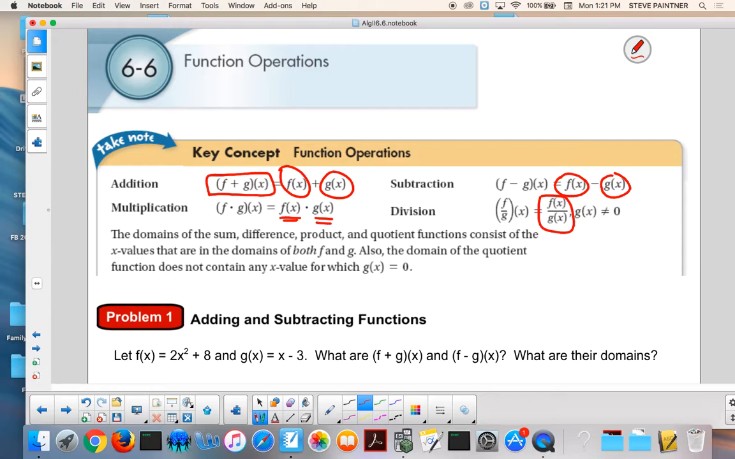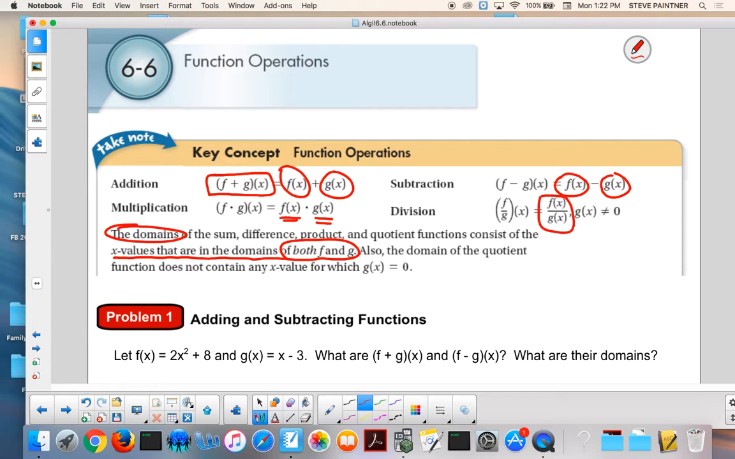Now this is what we're going to do on this first page. Add, subtract, multiply, divide. We are also going to mention the domain, and this is the part that students kind of get confused on. It says right here, the domains of all these things, sum, difference, product, quotient, consist of x values that are in the domains of both. So for you to tell me the domain in the end, after you add them, subtract them, divide them, you have to say whatever's in f, and it's in g also, that's the domain. And I'll help you in just a second.